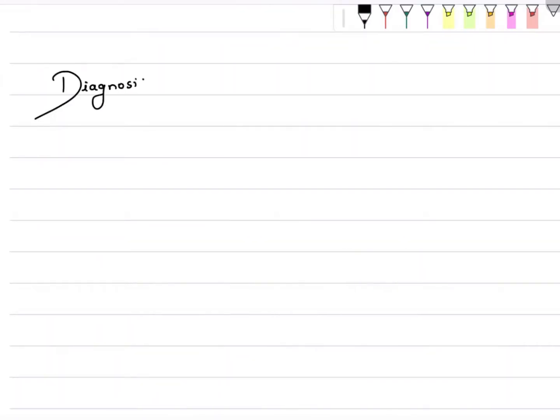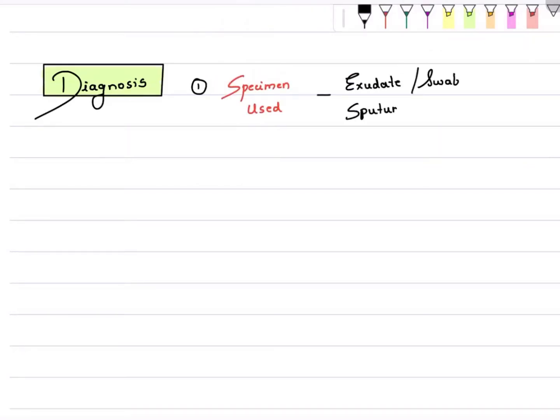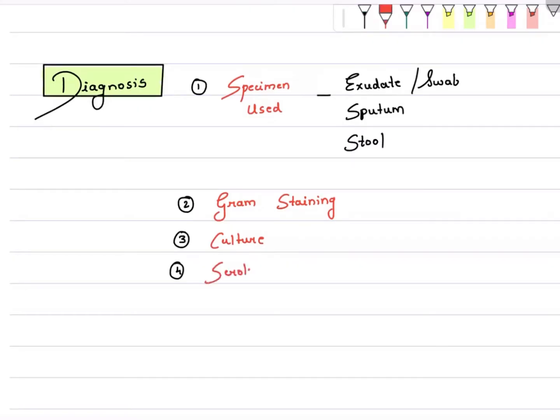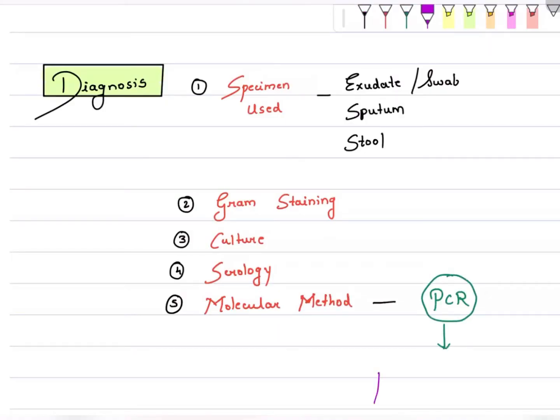How can we diagnose people? Specimens which are used: exudate or swab, sputum or stools. Also we can do gram staining, culture and serology. Molecular methods like PCR, which is the most sensitive method.